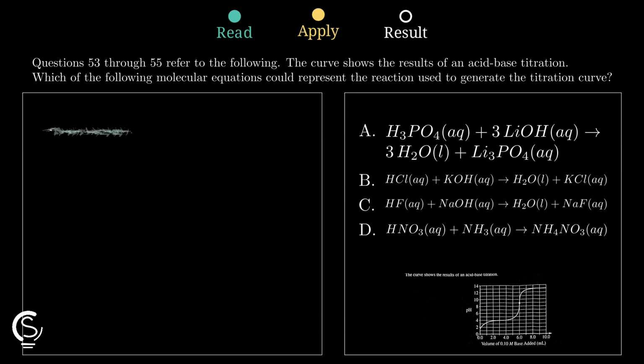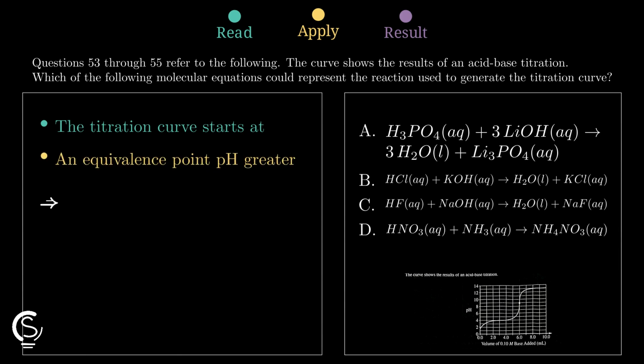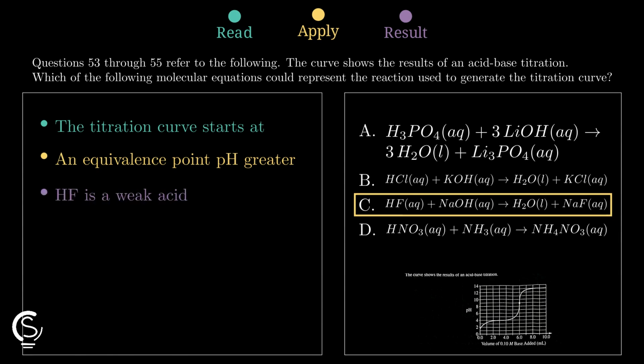Next, check the equivalence point where the curve is steepest. Since the pH is clearly above 7 at this point, we must be reacting a weak acid with a strong base. Hydrofluoric acid is the weak acid and sodium hydroxide is the strong base. Option C correctly represents our titration.